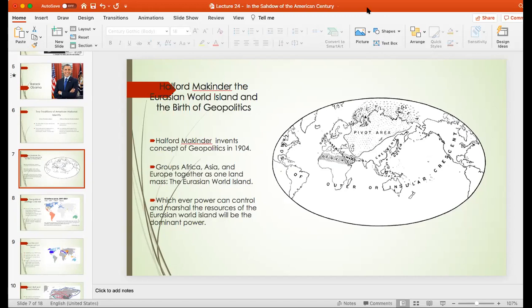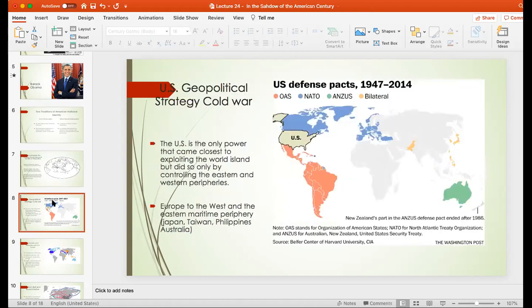It's in the syllabus, if you look at it, it's actually in there. What he basically argues is that the United States came closest to controlling the Eurasian World Island, but it didn't actually control it. Part of the reason is because the United States is a maritime power, not a land power. So how did it do it? Let's look at the United States' geopolitical grand strategy during the Cold War, right?